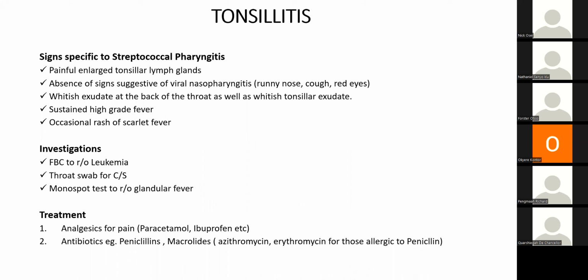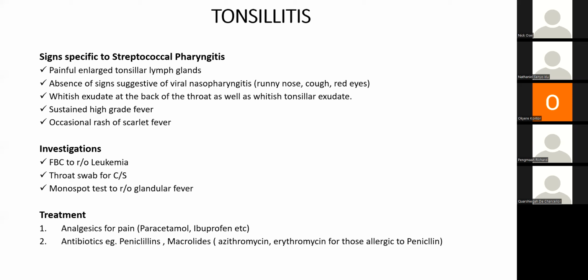Usually, there's a whitish exudate at the back of the throat as well as a whitish tonsillar exudate. So you are going to see that whitish kind of plaque on the surface of the inflamed or enlarged tonsil. There is also a sustained high-grade fever, and then there could be an occasional rash of scarlet fever. So that is the typical streptococcal pharyngitis or typical streptococcal tonsillitis. Remember, tonsillitis and pharyngitis can be used interchangeably.